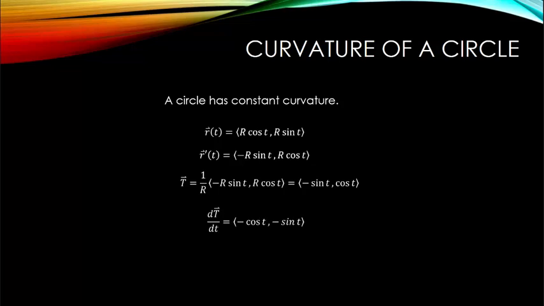The derivative of the unit tangent vector with respect to t is given by the vector components negative cosine t, negative sine t. Kappa of t is given by 1 over capital R times the square root of cosine squared t plus sine squared t. This just gives me 1 over capital R. This is a constant, and my curvature for this circle is constant.